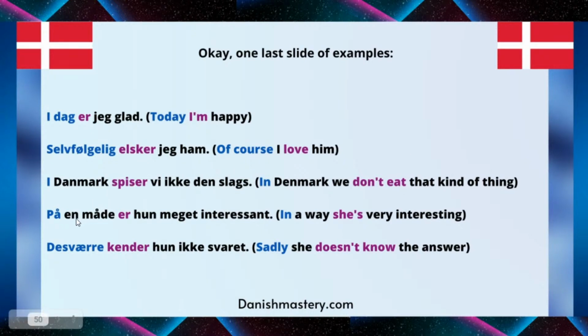På en måde, because it's in a way. Right? It's like location, even if it's not physical, but it's in a way. Right? Desværre kender hun ikke svaret. Sadly, she doesn't know the answer. Because desværre is an adverb. Right? And it adds spice, flavor, if you will, to the sentence.